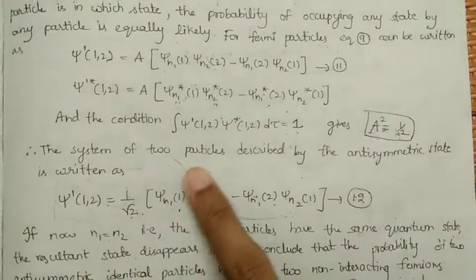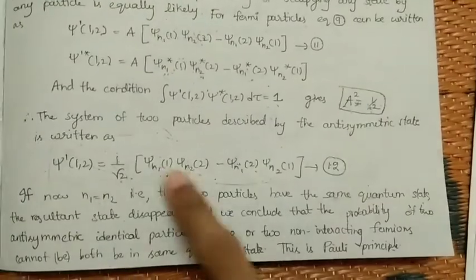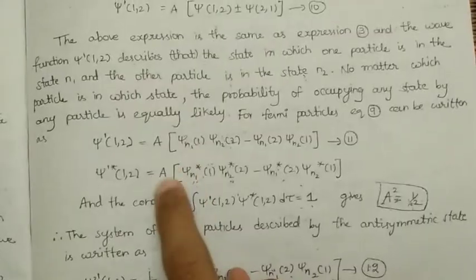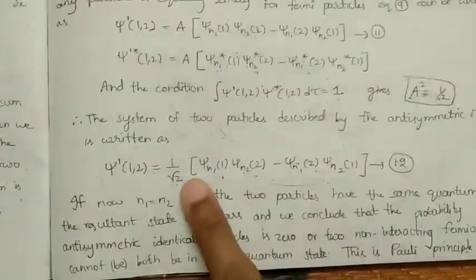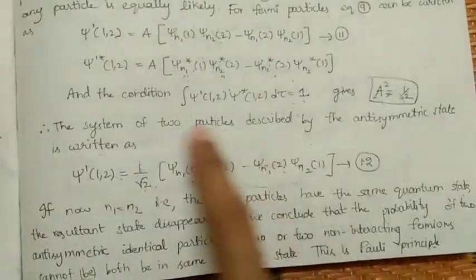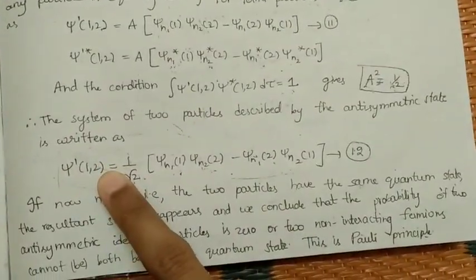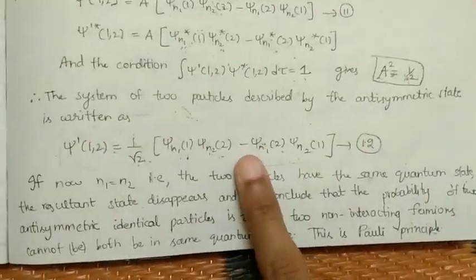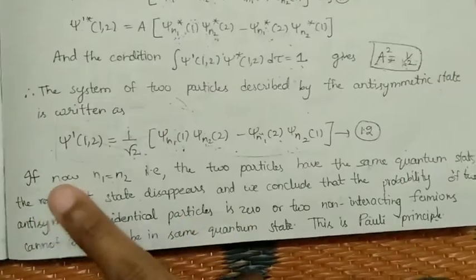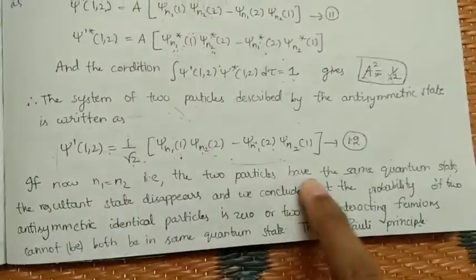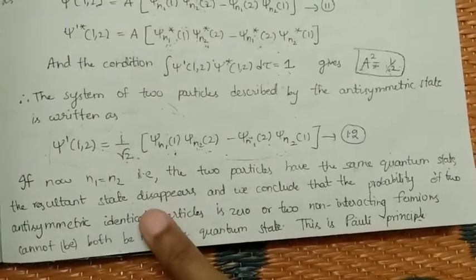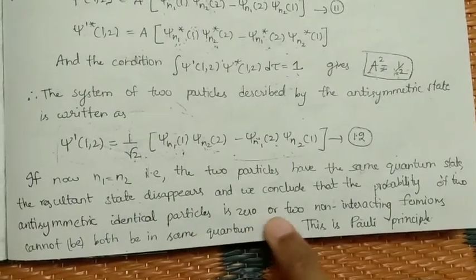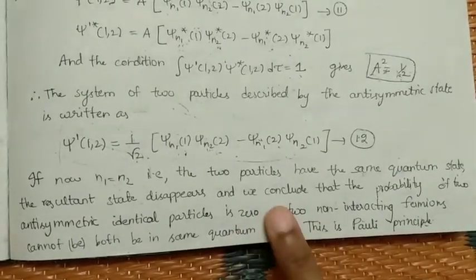So therefore the system of two particles described by the antisymmetric state is written as, so finally we have found the value of a also. We just need to substitute this value in this equation. So this is the system of two particles described by the antisymmetric state. That is for the fermions. Now if we see from this equation, if n1 is equal to n2, that is the two particles have the same quantum state, the resultant state disappears, and we conclude that the probability of two antisymmetric identical particles being in the same state is 0. Two non-interacting fermions cannot be both in the same quantum state.